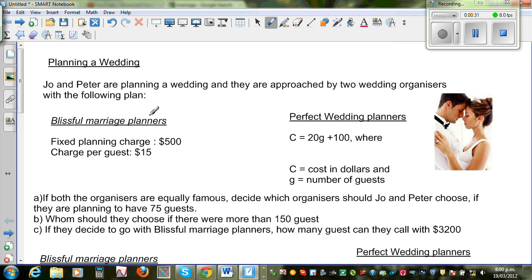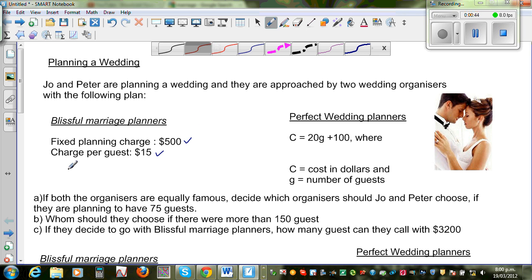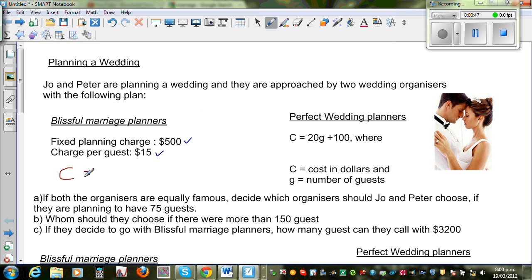Blissful marriage planners say they've got a fixed charge of $500 and $15 per guest. If you want to write this as an equation, C for the total charge would be 500 plus 15 times the number of guests. I'll write 15G. 15G stands for 15 times G, where G stands for the number of guests they are inviting. The perfect wedding planners have this plan, which is 20G plus 100. This 100 is a fixed charge, and they're charging $20 per guest.